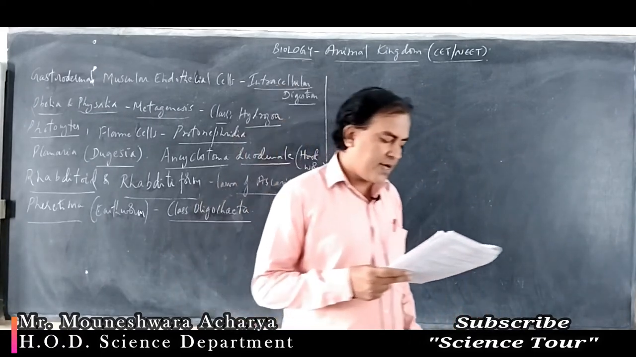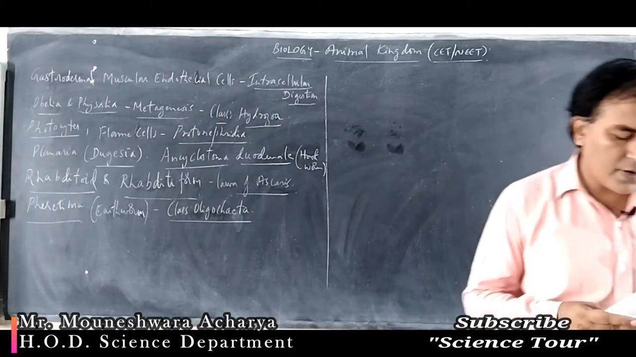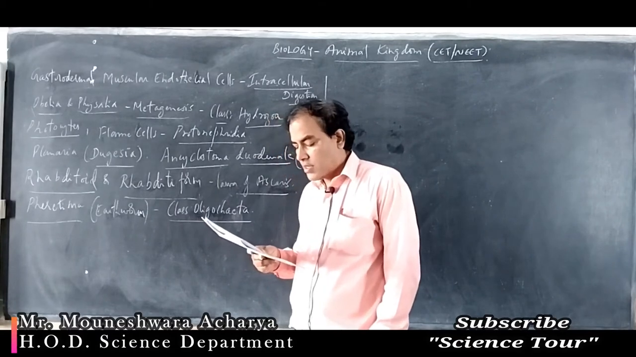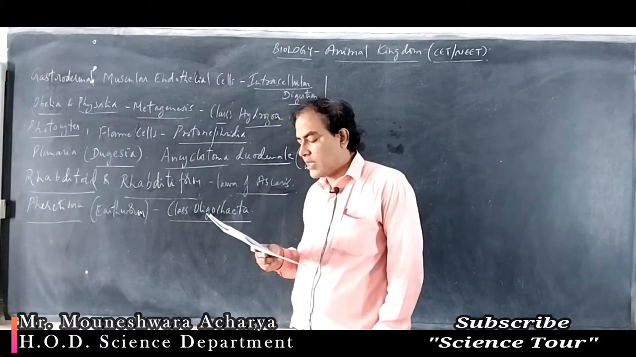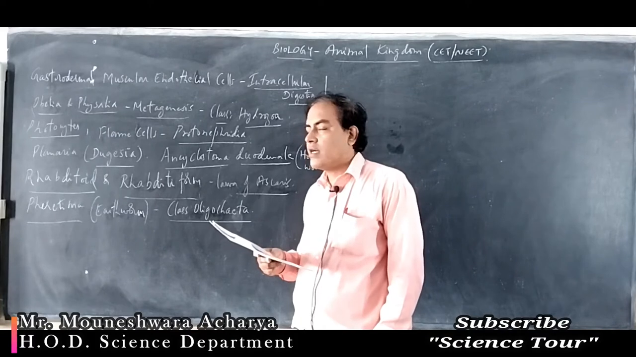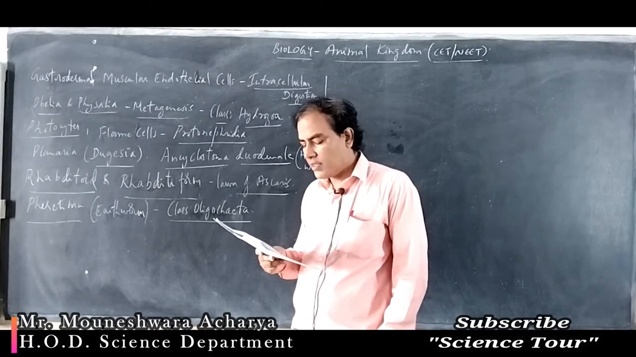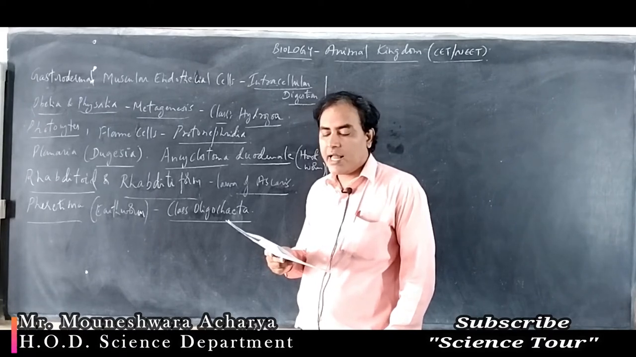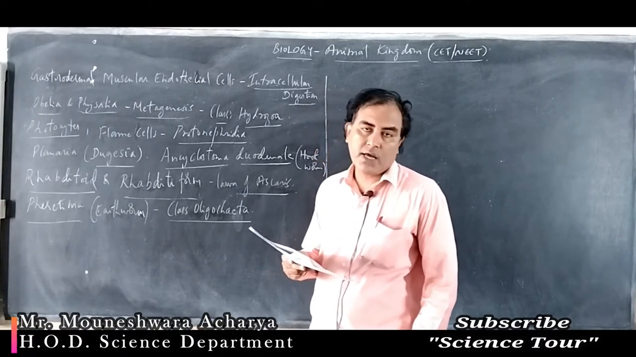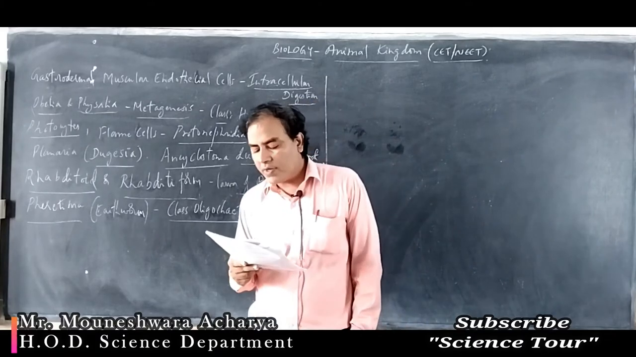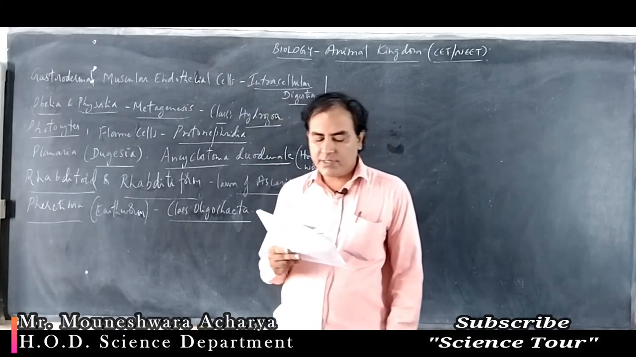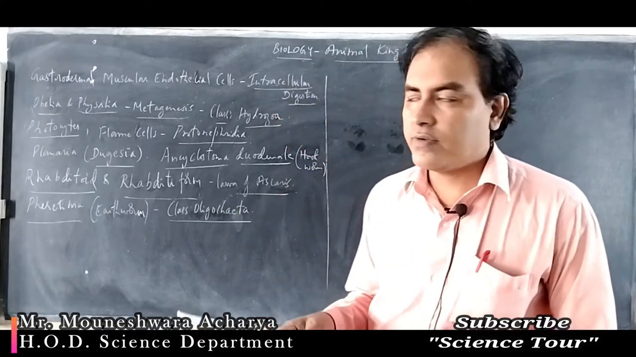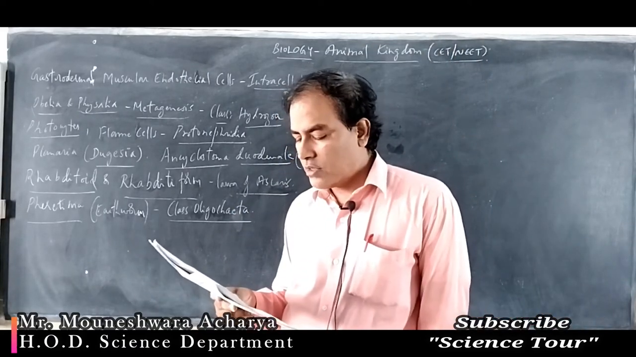We'll move to question number 35. Honey is the commercial product of which of the following animals? Honey is obtained from the honeybee, whose scientific name is Apis. So the right answer is option 3. Bombyx is the silkworm, Laccifer lacca is a lac insect, an insect which gives lac, and the fourth one is Aedes aegypti, which causes chikungunya and dengue. Okay.